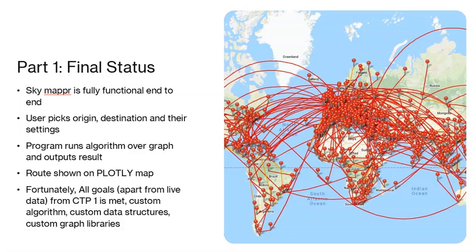I'm also very happy to say that all goals, apart from one, were met. The one that wasn't was the live data, which was more of a want than a goal, but still, it was a goal which wasn't met. Everything else was met: the custom algorithm, custom data structures, graph libraries, and a working web interface. Real-world flight data was also used, not just random data. It's unfortunate the live data couldn't be used, but real-world flight data was still pretty good. So that's the final status.